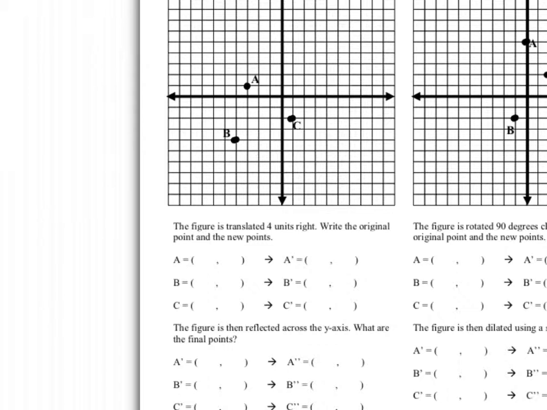We may be reflecting it, then rotating it. We may be translating it, then reflecting it. We may be translating it, then dilating it. Or any of these other combinations do multiple transformations to our figure.